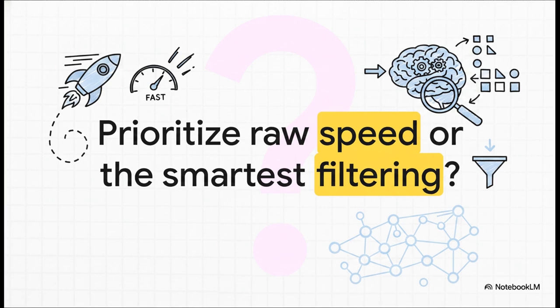Which leaves you with this vital question to answer for your own builds. Are you prioritizing raw speed or the smartest, most accurate filtering for your AI? Definitely something to think about as you design your next RAG system.